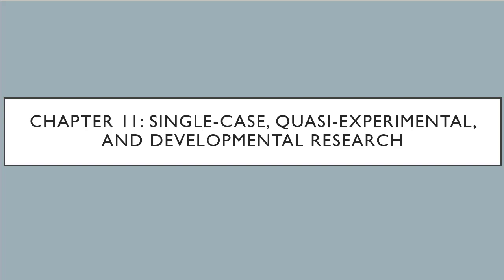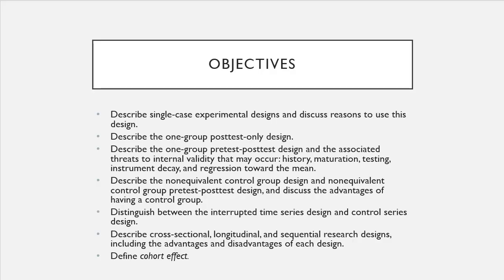So let's take a look at some objectives and maybe talk about some of these definitions and then get into some of the designs. Some of the things that we're going to cover in this chapter are describing the single case experimental design and discussing reasons to use this design. The single case experimental design is kind of like a group assigned experimental design. The difference is that with the single case, you don't have a lot of different data points to compare. So even though it's an experimental design, don't confuse it for an experiment itself, where we're using something like a double-blind procedure, random assignment, etc.